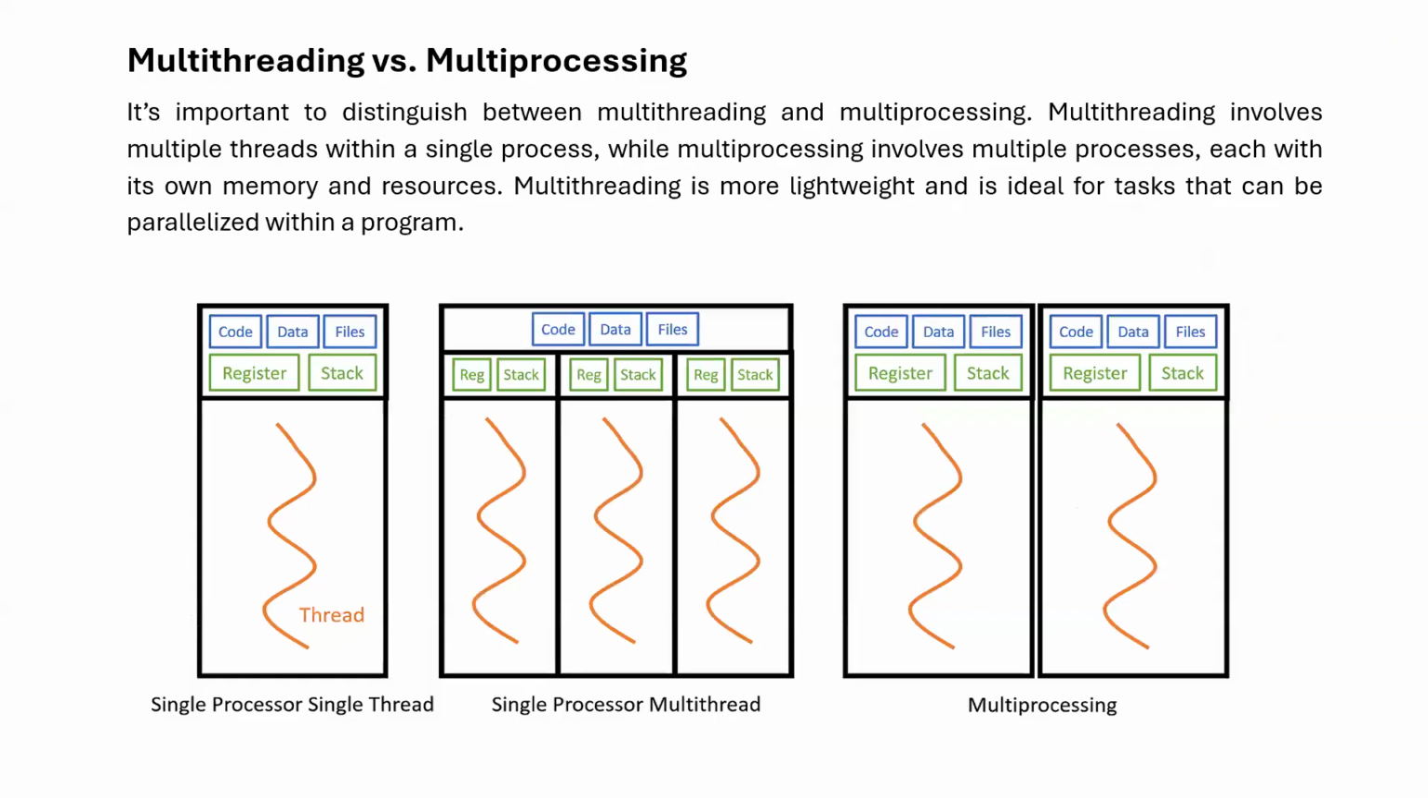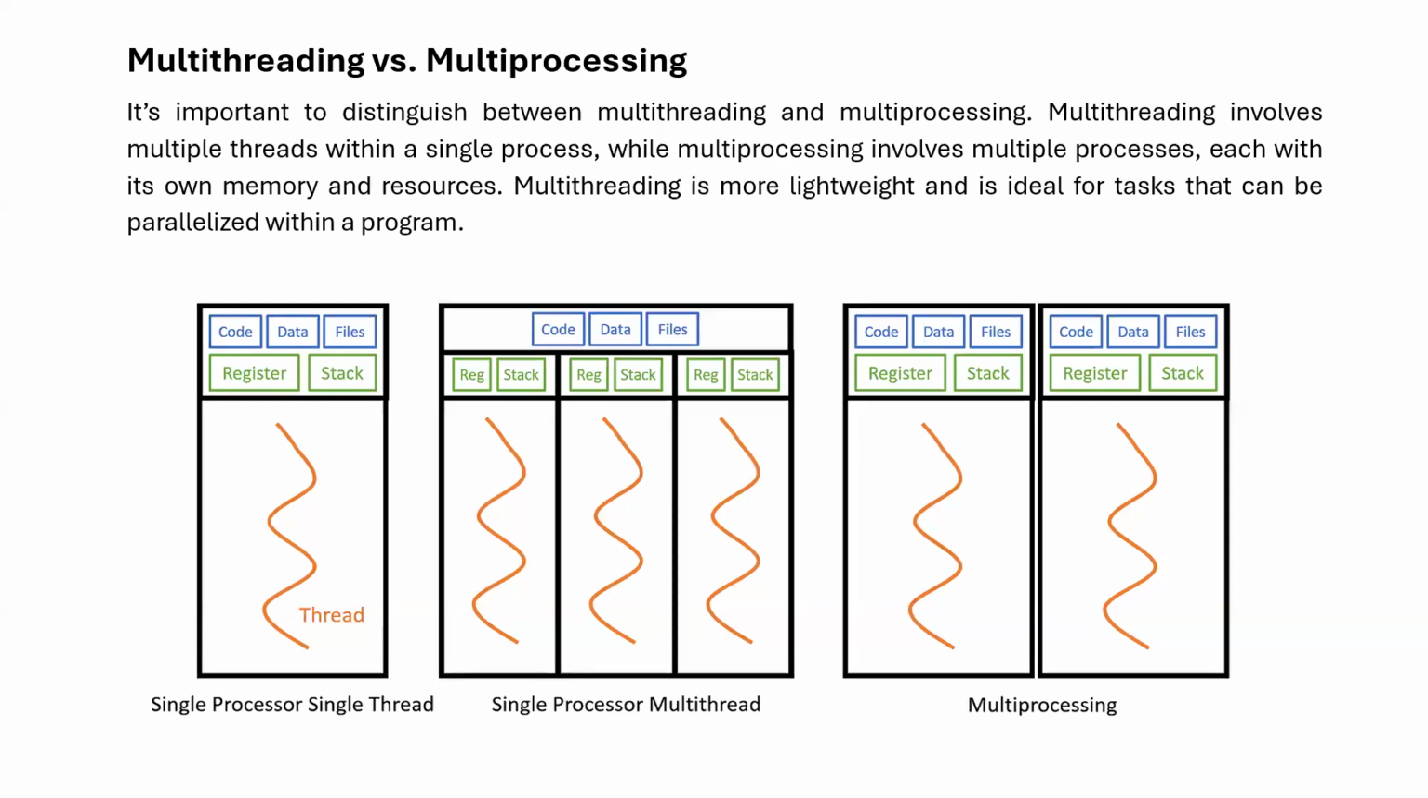So I want us to look at the difference between multi-threading and multiprocessing, because these are the kind of things you are going to see. It is important to distinguish between them. Multi-threading involves multiple threads within a single process. A single thread in a single process will have a thread that shares the code, data and files, and also the register and the stack.